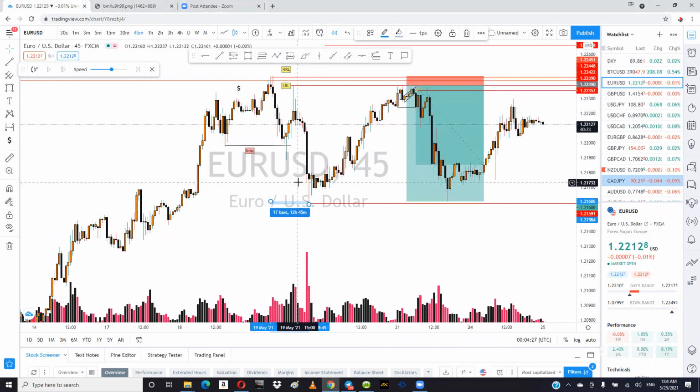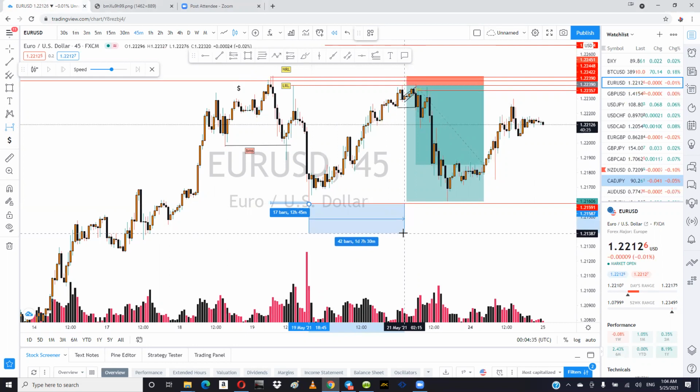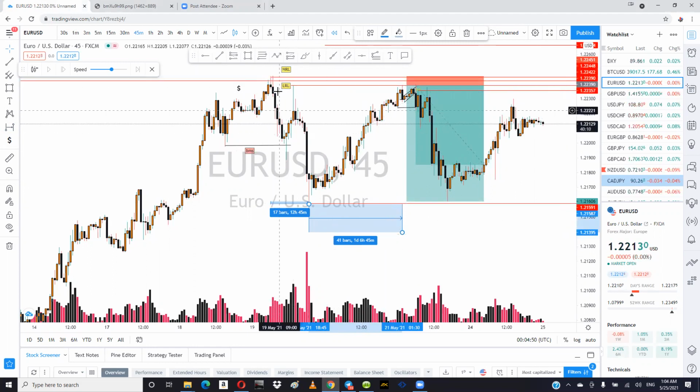So this one moved faster if you compare it to this particular level from this same low to this high. It took about 41 candles for price to cover the same space, which means that this move is not the main move, and the main move was this particular downtrend. Momentum is to the downside because this one moved faster than this.